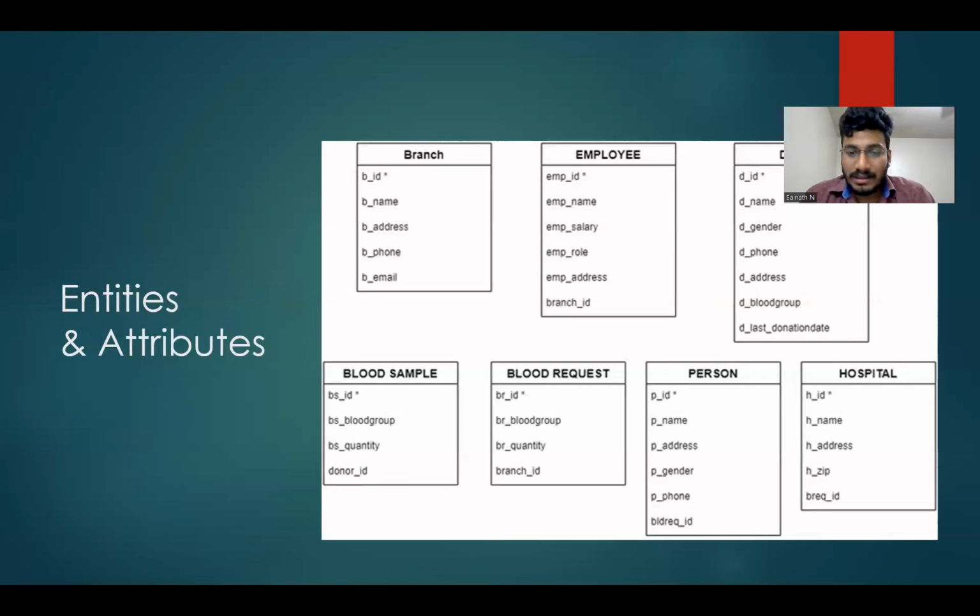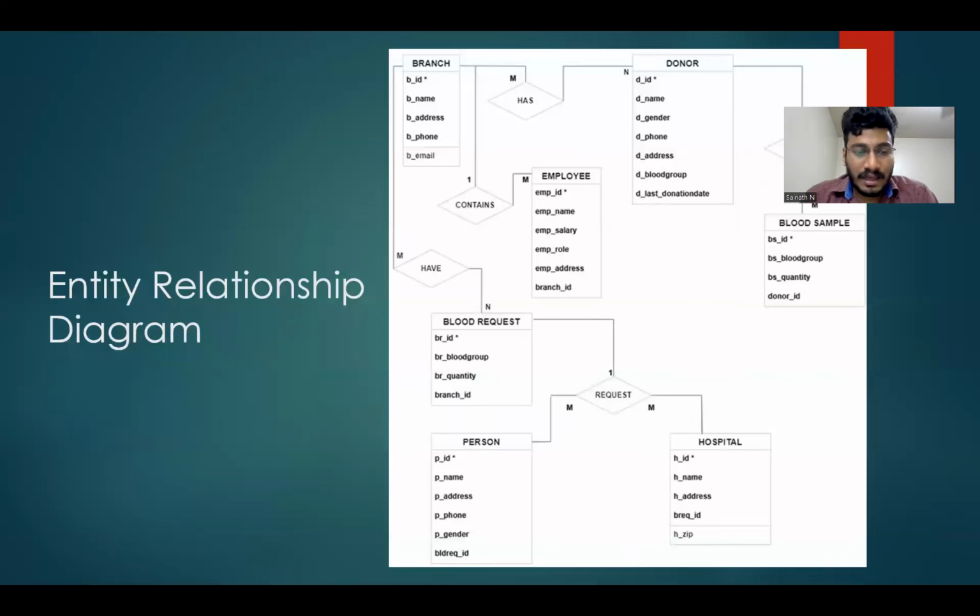In my use case, the blood request can be raised either by a person, that is nothing but an individual, or by a hospital. And this is how I draw my entity relationship diagram. Using this, we will come to know the relationships that are available between the tables.